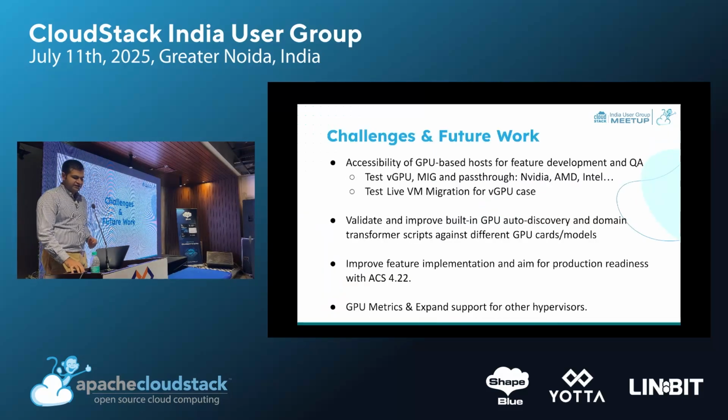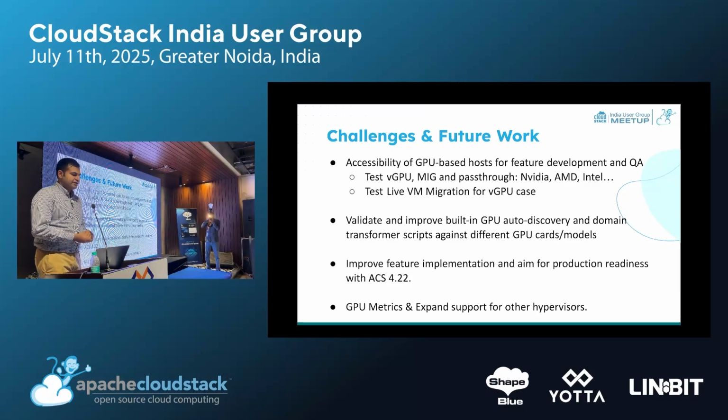In terms of challenges in future work, right now we lack the accessibility to test this feature against actual real-world GPUs, because we have tested against maybe desktop or laptop class GPUs, but didn't have access to test some of the features like the vGPU, MIG, or even live VM migration with vGPUs. The other thing, let's say the future work, would be to iterate our implementation of the auto discovery script and other implementations that you saw in today's demo.